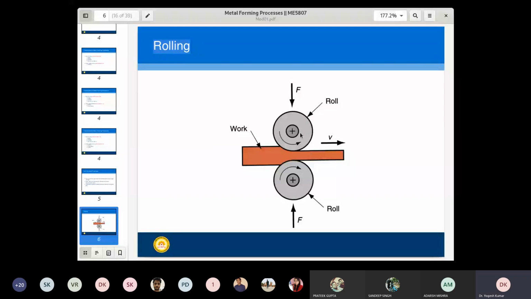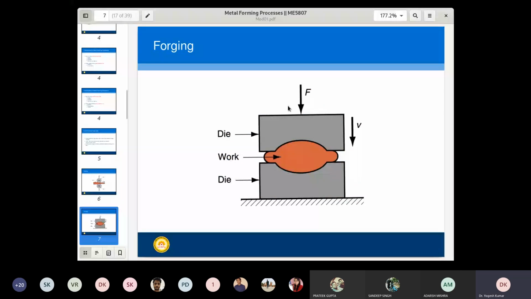Under rolling, the workpiece is rolled in between two rolls, and the forces are applied on the surface of the workpiece, and its dimensions are reduced to a desired shape. Okay, this is rolling. Why is it called rolling? Because the material is getting deformed under the action of two rolls or more than two rolls, depending on the requirement of the finished product. Okay.